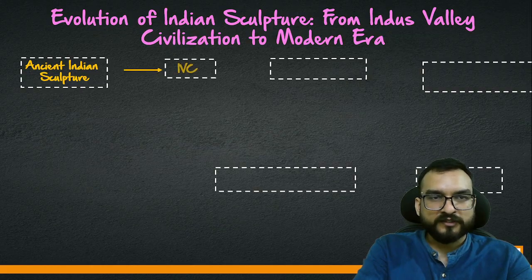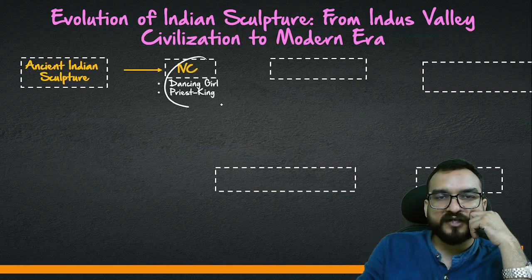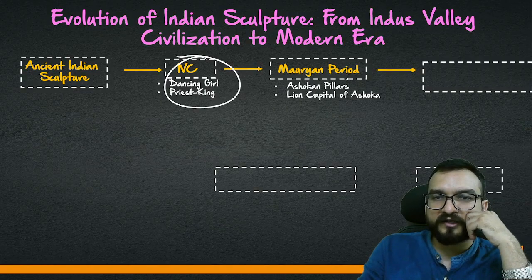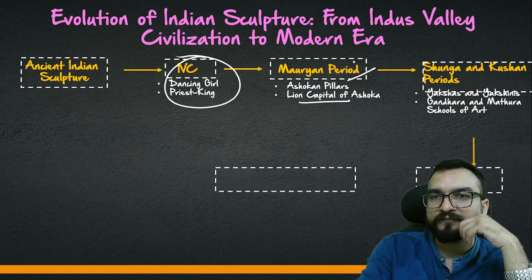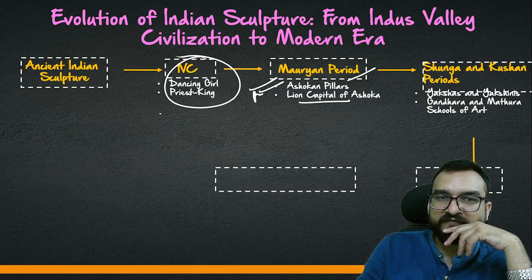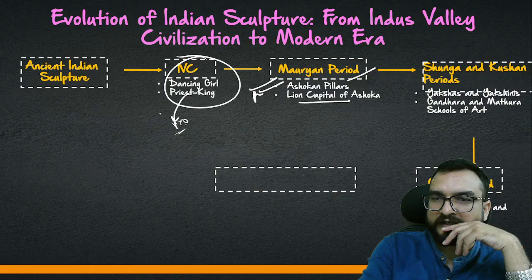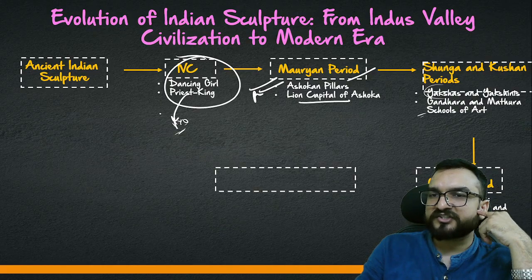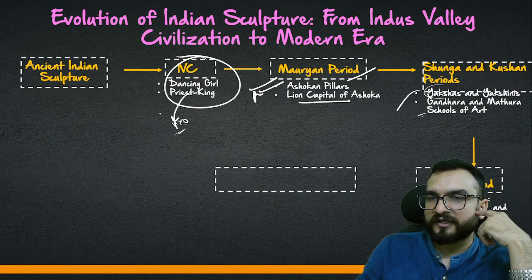See this, guys. So ancient Indian sculptures, IBC, dancing girl, priest king, modern period, Ashokan pillars, lion capital, you have to see. Okay, this they have asked as PYQ. On IBC, PYQ is not there on sculpture, but it will be soon, right? In Shungas, Kanva, Yaksha and Yakshani's features, what are the features, right? Just you have to see.